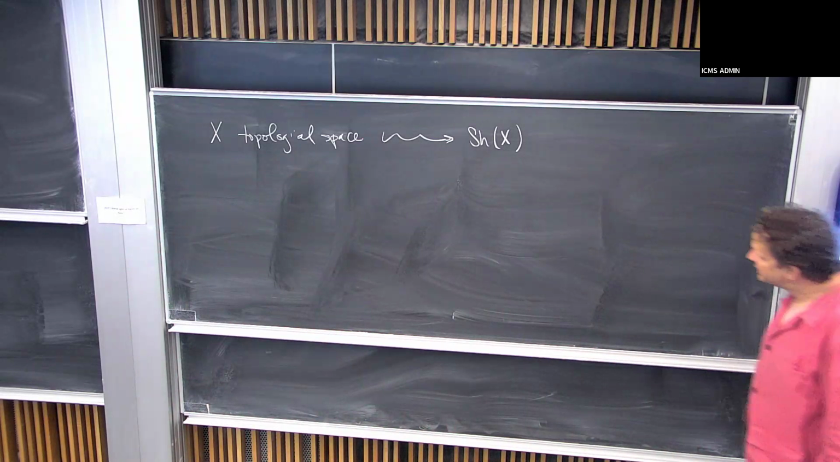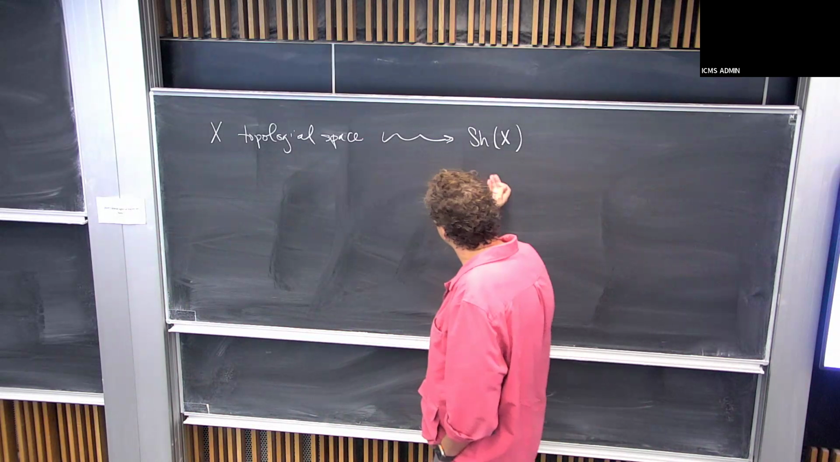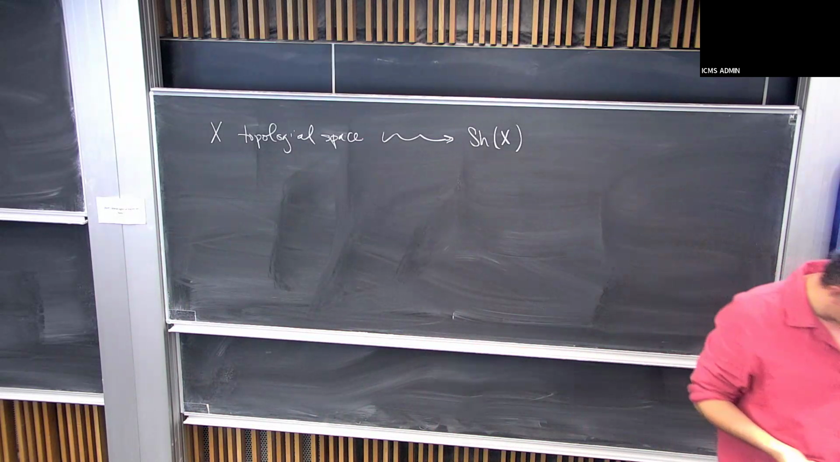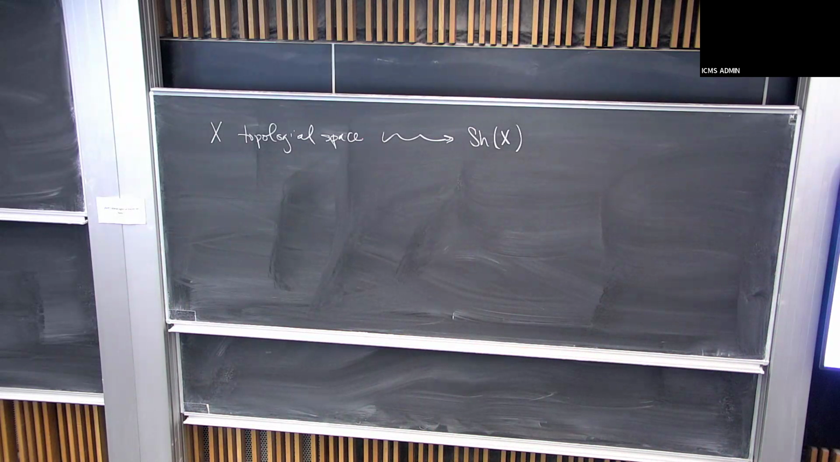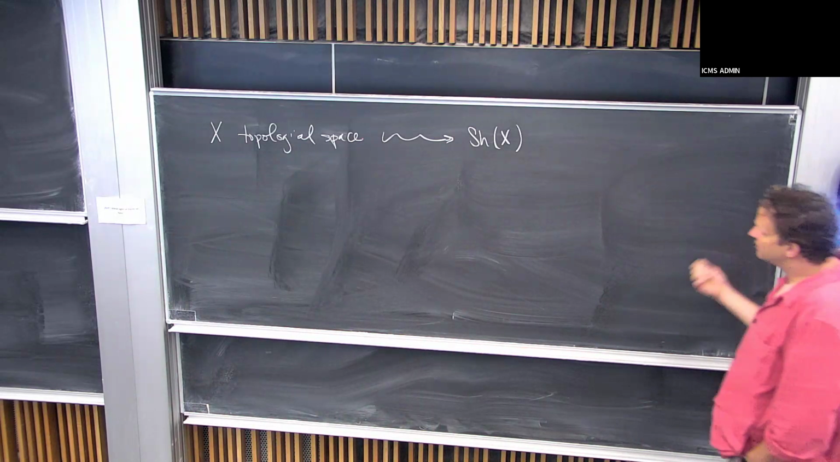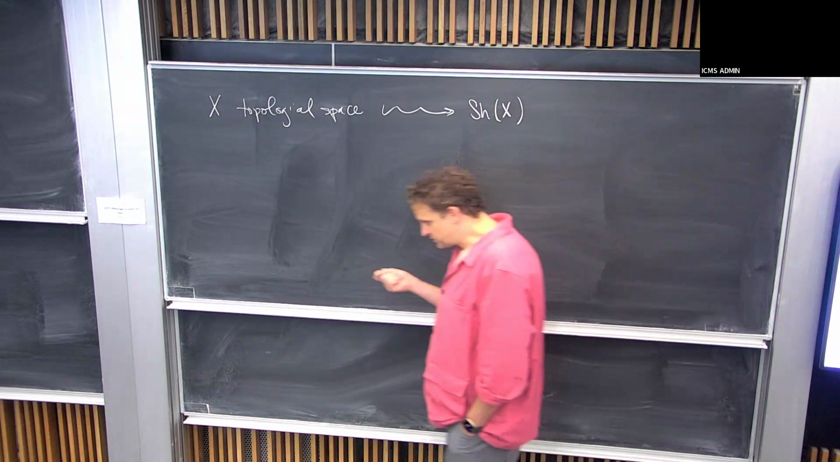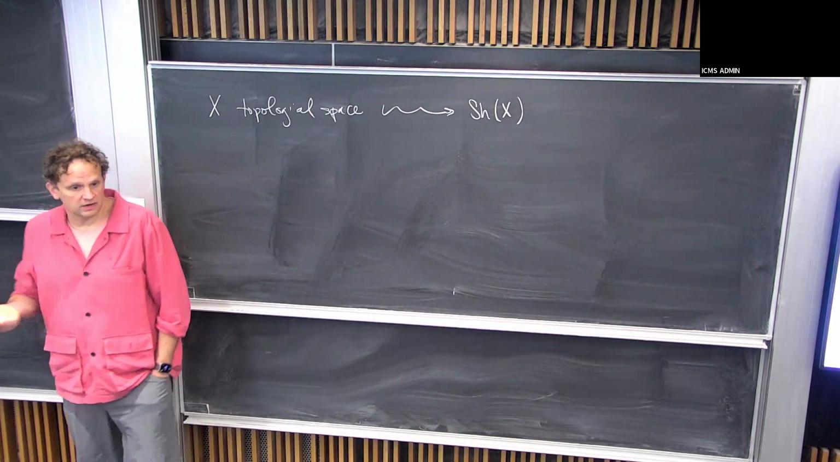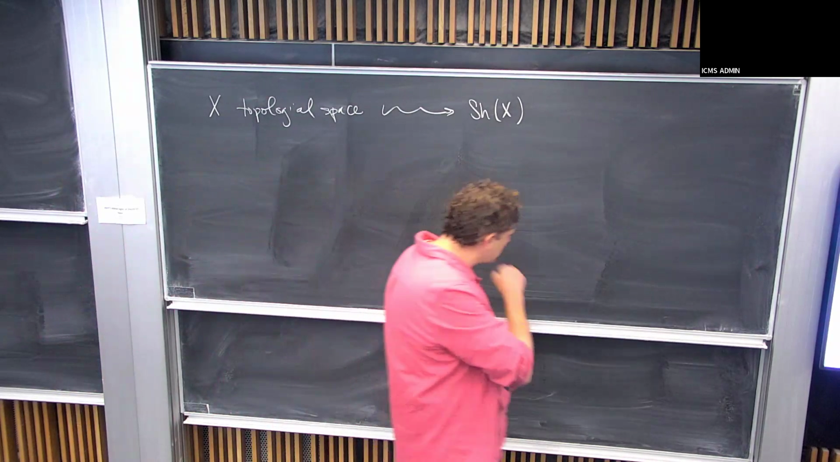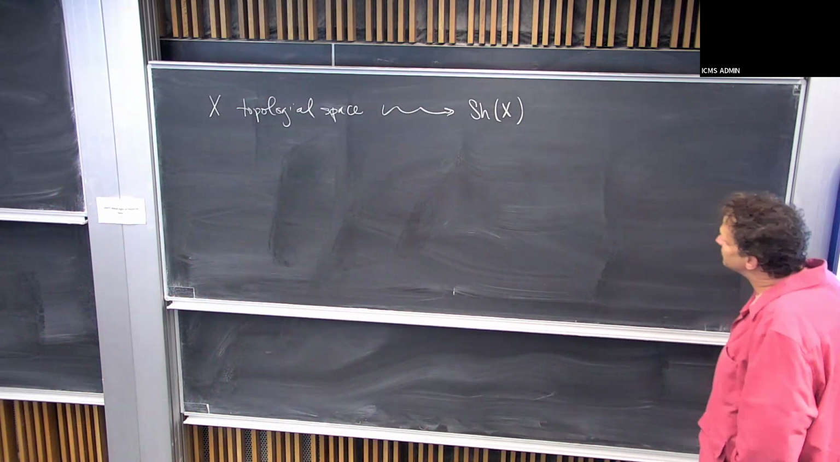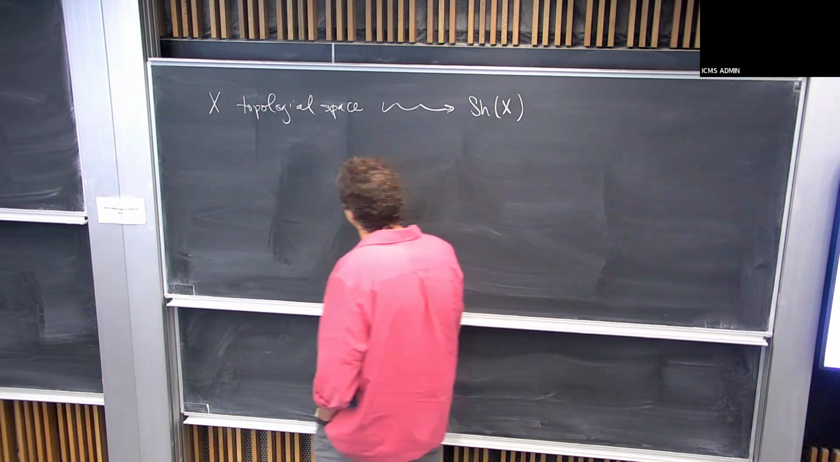So the question is, how reversible is this procedure? I take a topological space, I extract its category of sheaves, and the question becomes, to what extent can I recover the topological space from the category of sheaves? And not just to what extent can I do it, the question is also, how do I do it? How do I make that happen? Well, there's an answer to this question, and it goes like this.